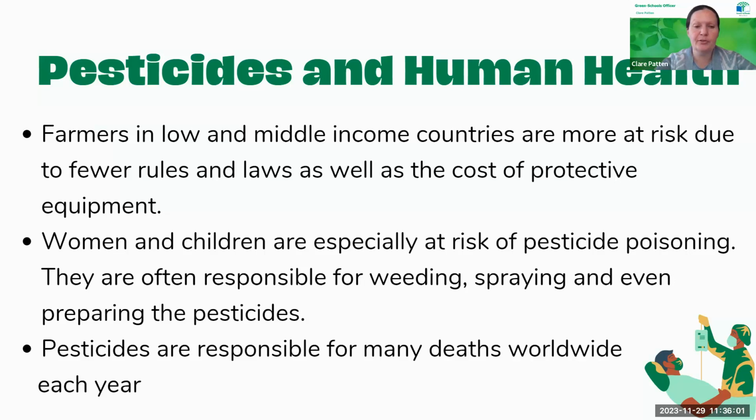And it's usually the women and children who are in charge of using the pesticides. So they're the most likely to be at risk of them. And lots of people are actually killed by either accidents from pesticides, or they might knock over a large amount of them. Different types of accidents can cause the deaths of a large amount of people around the world each year.